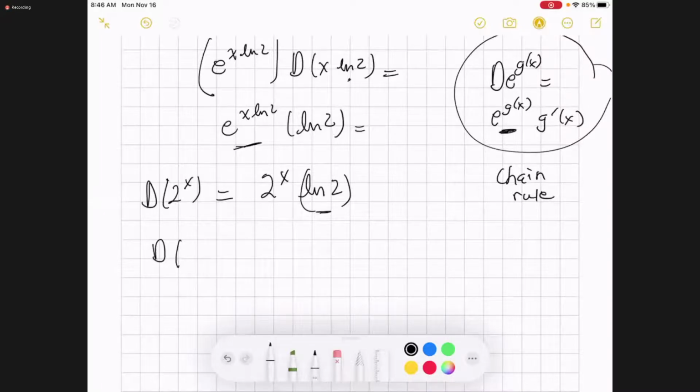E to the x follows the same pattern. It works. This is e to the x times ln of e, but ln of e is equal to 1. This is what makes this base e natural. You don't need another constant.